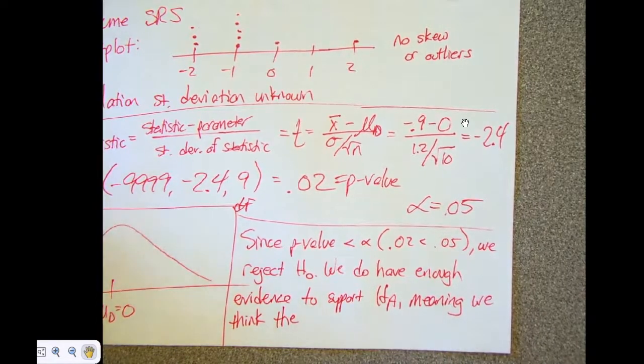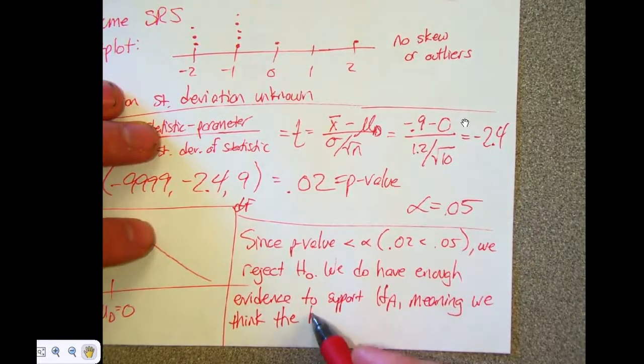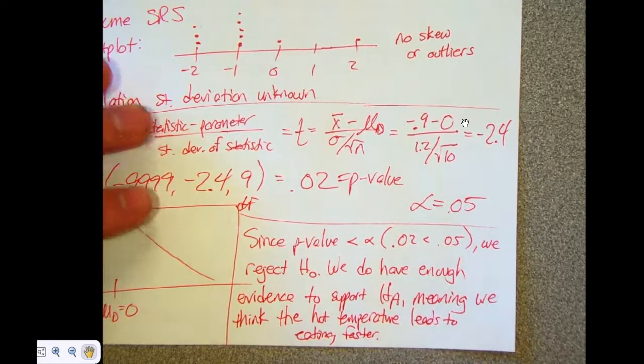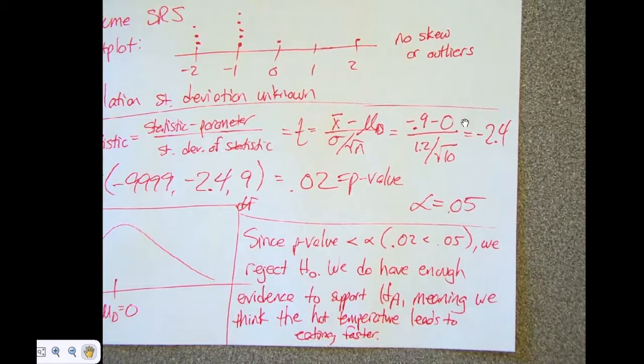So what it really means is we think if we make it hotter, people eat faster. So I'm going to write that. Meaning we think the hot temperature leads to eating faster. Like you can put it in just kind of logical, what makes sense words instead of meaning we think mu t is negative.